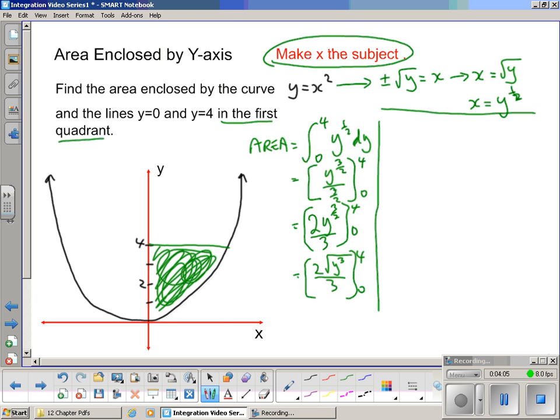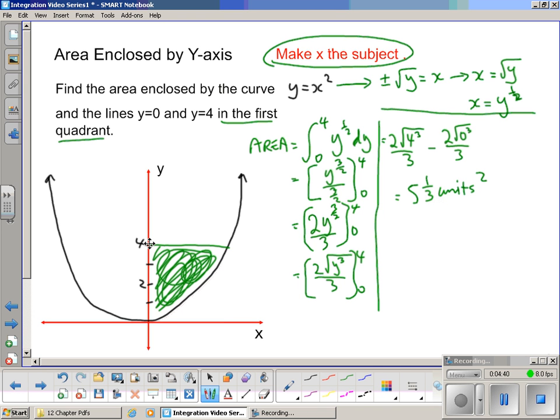So if I sub 4 in wherever there's a y, I'll have 2 square root of 4 cubed over 3. And I'm going to subtract 0 subbed in there, 2 root 0 cubed over 3. And my final answer there should be 5 1/3 units squared. They're square units because we're trying to find the area between the curve and the y-axis.